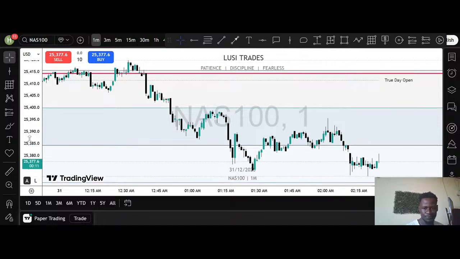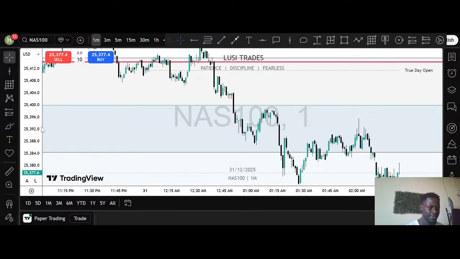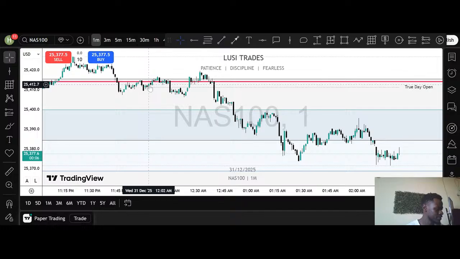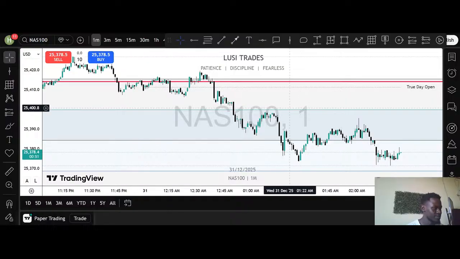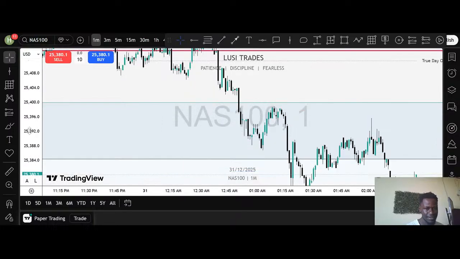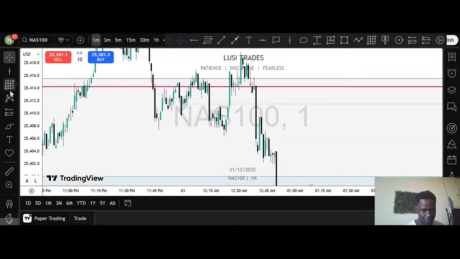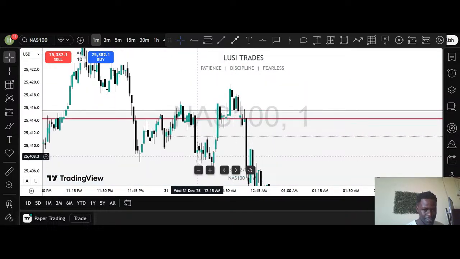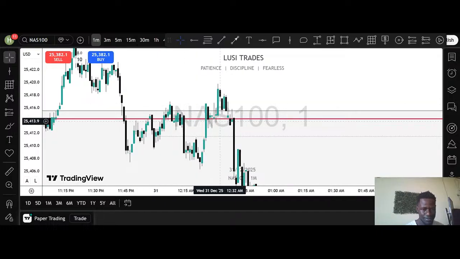Okay, so right now we were having our true day open. Our true day open is slightly inside the new week opening gap. Okay, so this is our true day open here. So we opened here, inside that new week opening gap. So what happens is that when we opened, we only took out these highs.